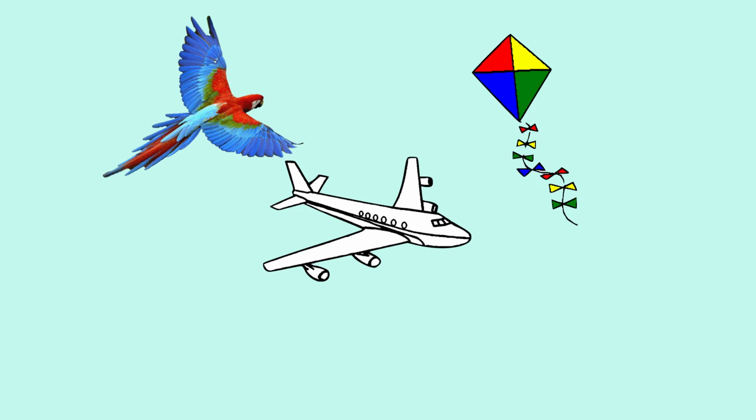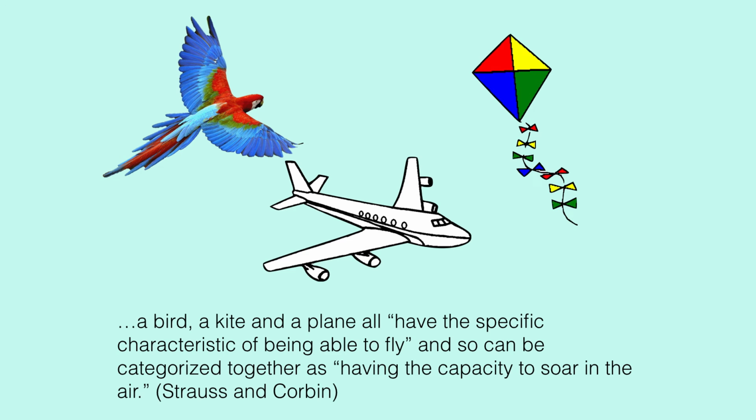Now, in case you think that this is a superficial example, I should tell you that it is taken directly from a book on grounded theory by Anselm Strauss and Juliet Corbin. They say there that a bird, a kite, and a plane all have the specific characteristic of being able to fly, and so they can be categorized together as having the capacity to soar in the air.